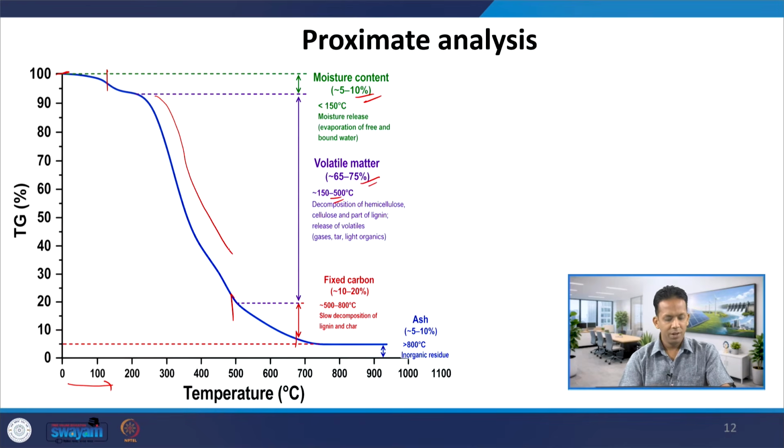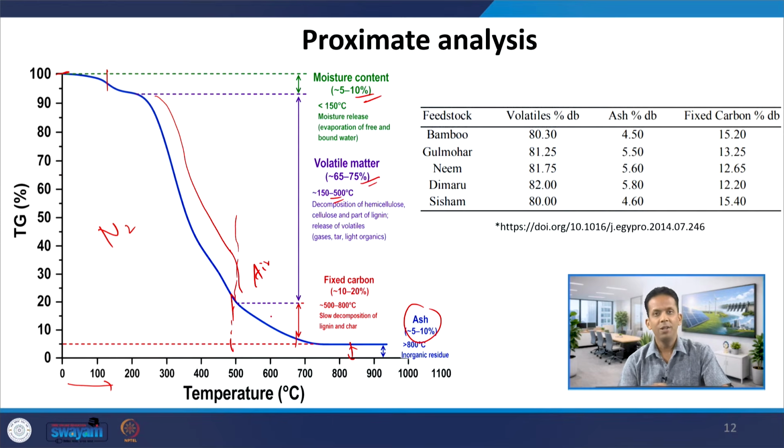volatile matter is released. At this point, where we have got moisture and volatile matter, the process is happening in an inert medium, typically nitrogen. At this point, if we inject air or oxygen, the fixed carbon portion will start to burn, leaving only the ash at the end. That is how proximate analysis is conducted using a TGA.